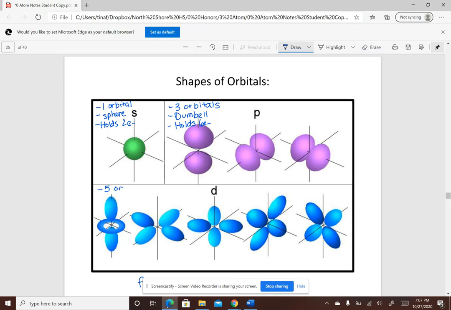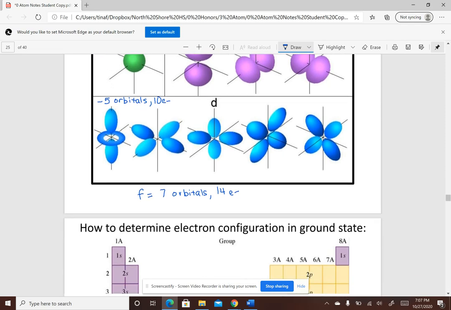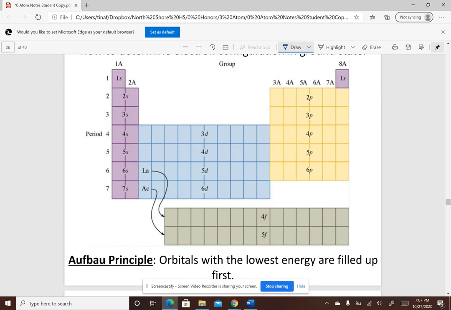Okay. 5 orbitals. So we can hold 10 electrons. And the F is 7 orbitals. And it holds 14 electrons. And the F orbitals, if we take a look down here at the periodic table, only fill up in these rows down here. And these elements down here are rarely, I'm going to say never, talked about. So you really just have to know the F orbitals exist, how many there would be, and how many electrons they would hold. Okay.